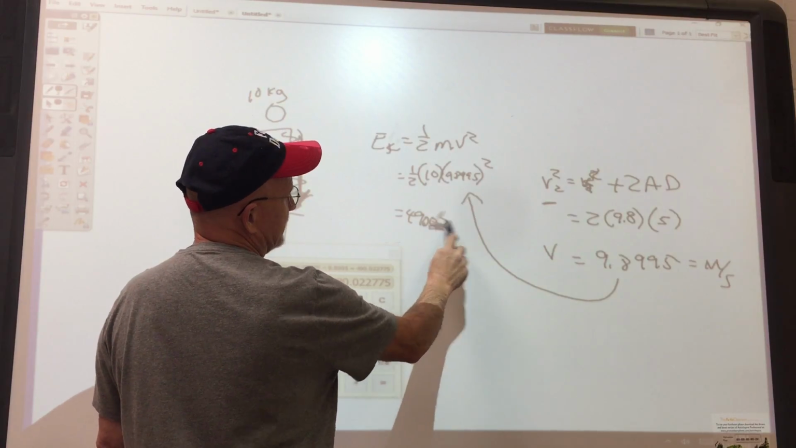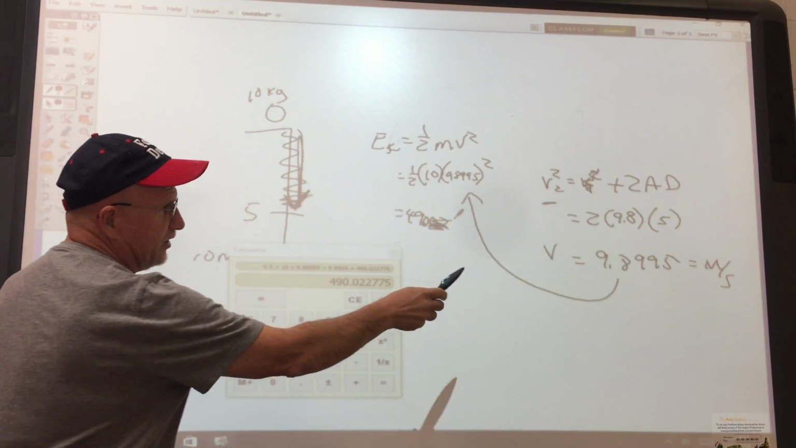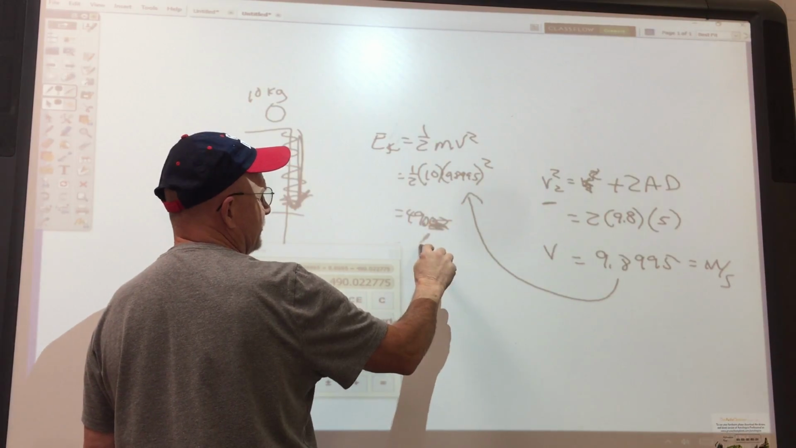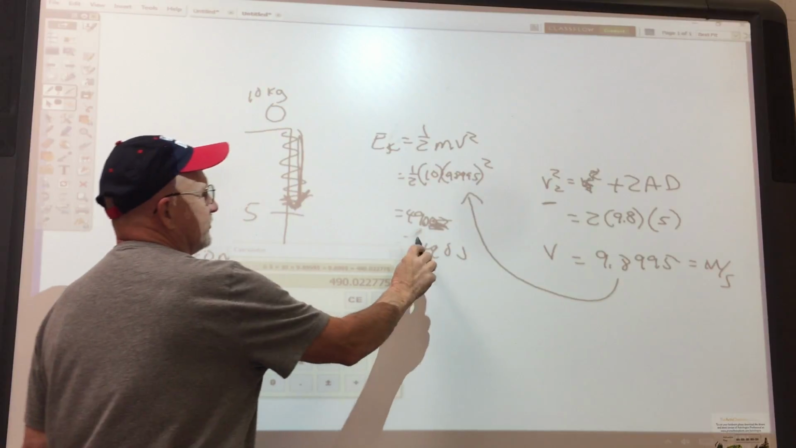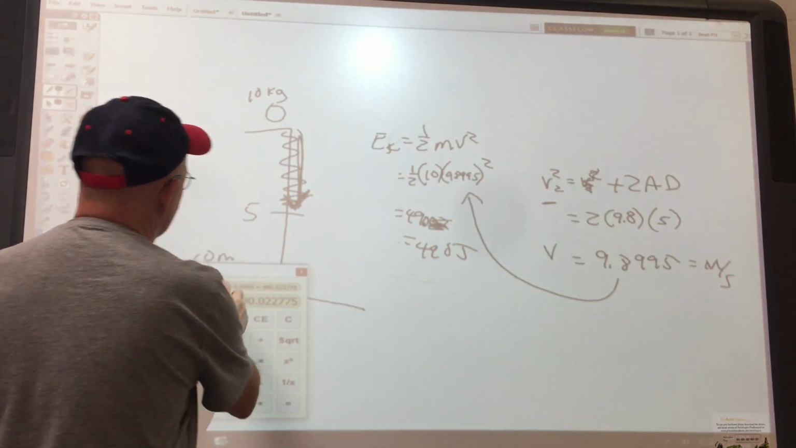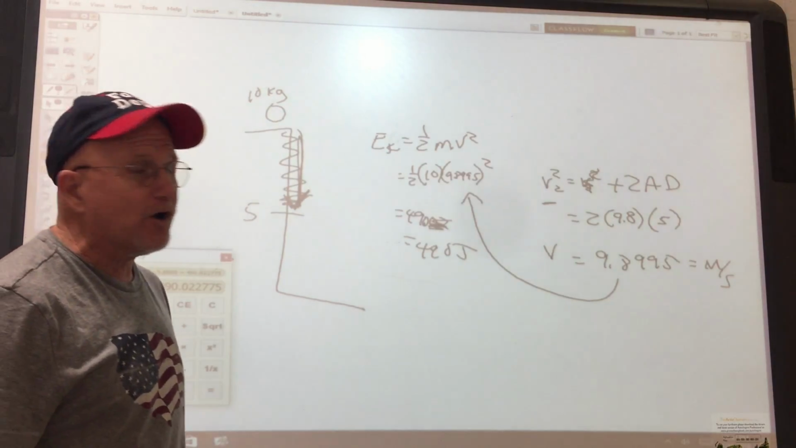That's because of the rounding error. If you remember, a minute ago the velocity went on out. So because of rounding error, basically it's 490 joules. Sorry for the scribble scrabble, but the point is, you can find it either way. That's kind of where we are.